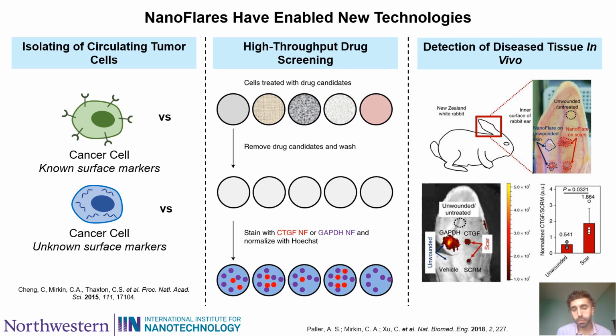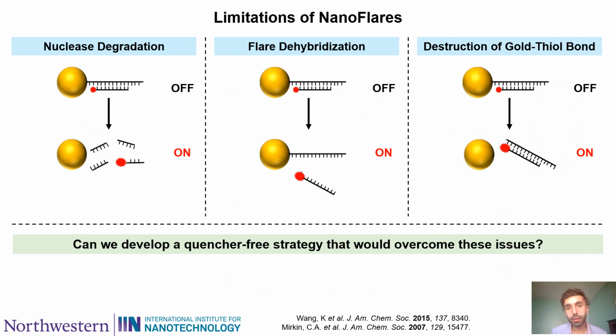So that's the good news. But just like with any first generation platform that enables new capabilities, it's equally important to ask the question, what are the challenges? What are the limitations? And how do we overcome those challenges and limitations? The limitation of nanoflares that I want to talk about today is the idea of false positive signal. What do we ideally want? We want our target to come in and bind, displace our flare sequence, separating the gold from the dye and turning on fluorescence. But there are other pathways that we can go down where this can happen even if our target of interest isn't present.